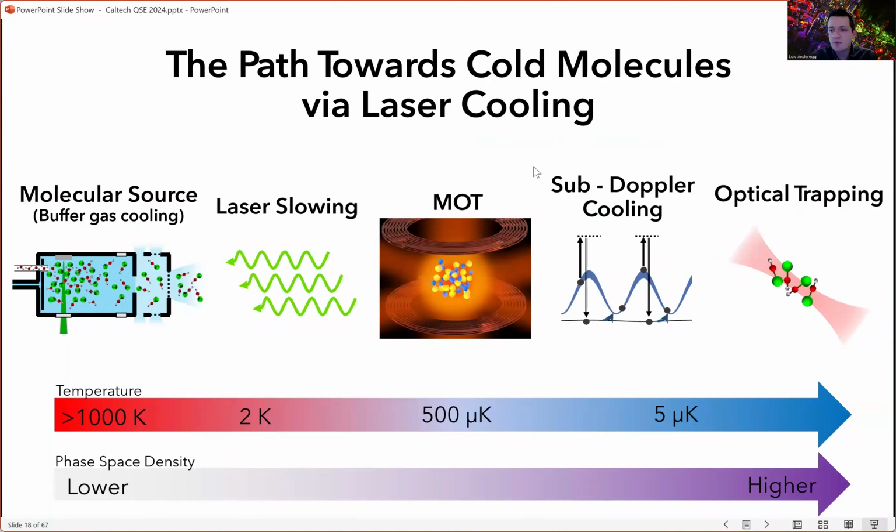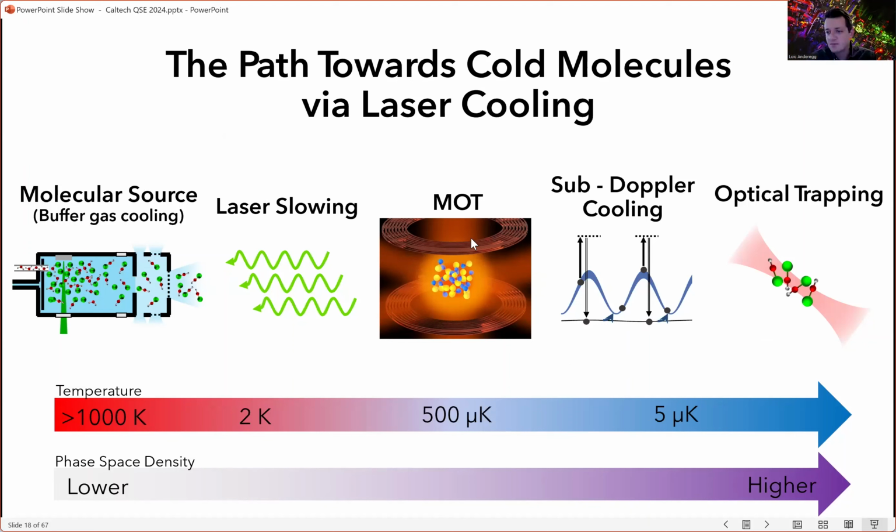So how do we actually go about producing these molecules and laser cooling them? Well, this is a brief overview of how we do this. We first begin by producing the molecules in a cryogenic source and cooling them with collisions with cold helium gas down to a few degrees Kelvin. At that point, we apply counterpropagating slowing laser light to load them into something known as a magneto-optical trap.